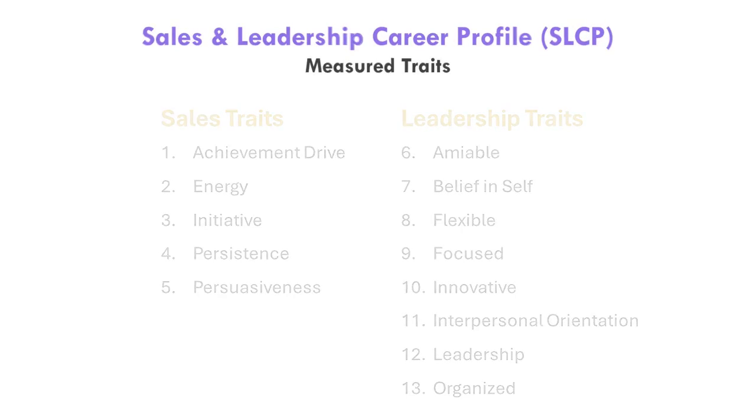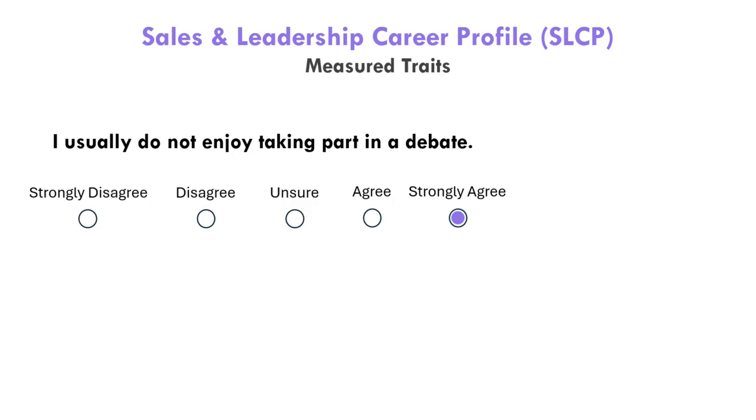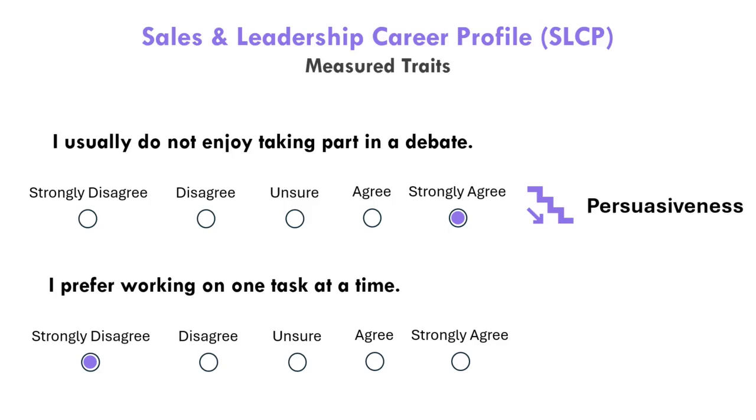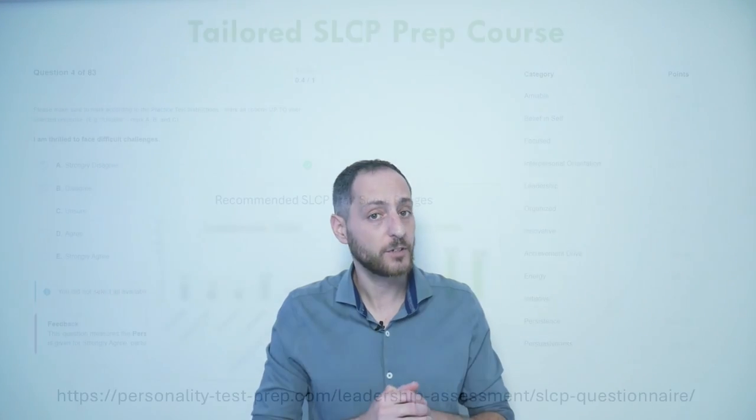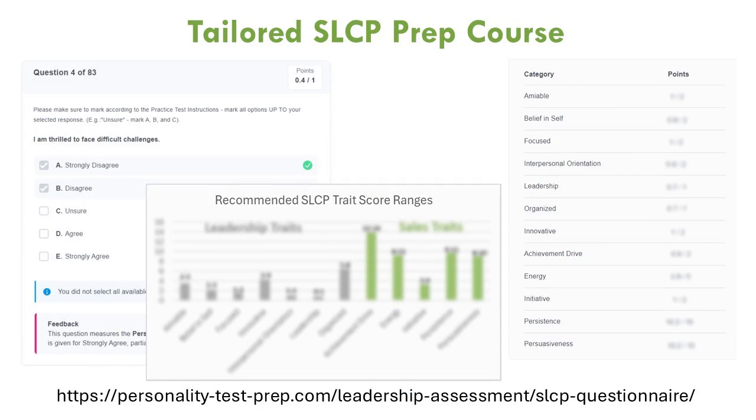For example, agreeing with a statement, "I usually do not enjoy taking part in a debate," will get you a low score in the persuasiveness trait. Disagreeing with a statement, "I prefer working on one task at a time," will get you a high score on the energy trait.